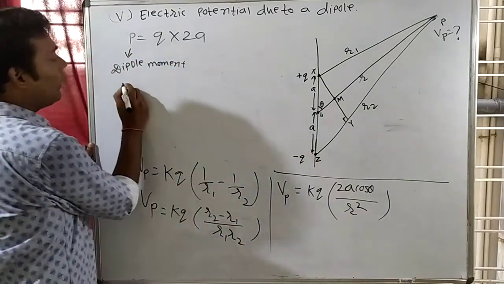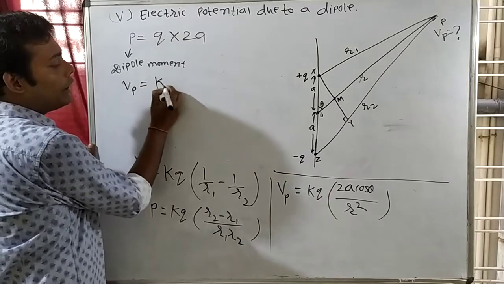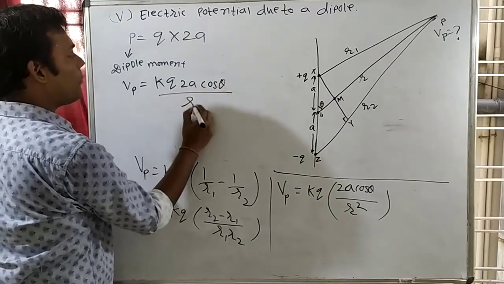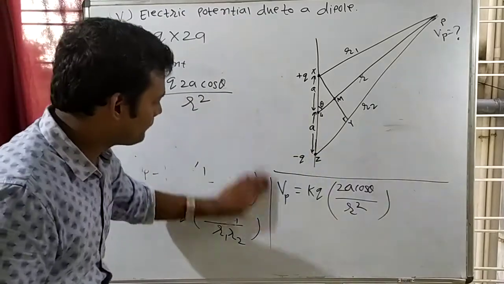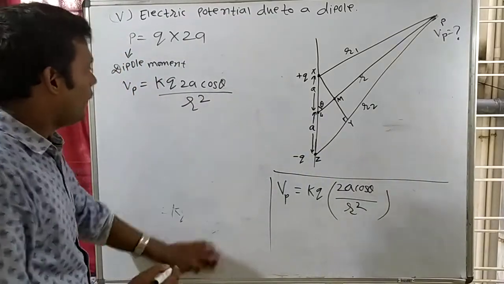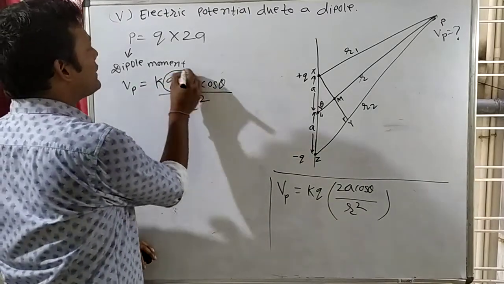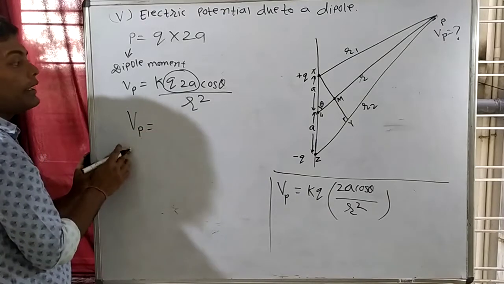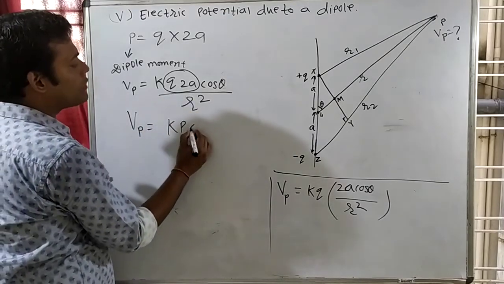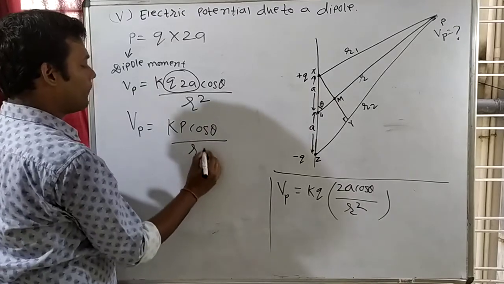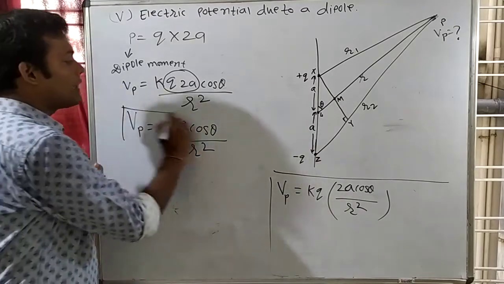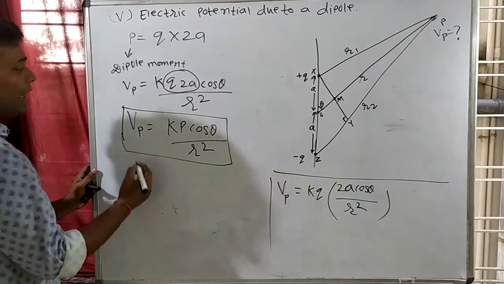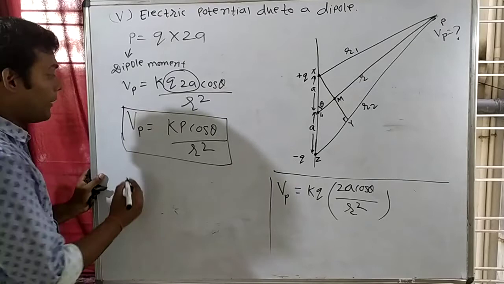So in this formula, what is the formula? Vp is equal to kq2a cos theta by r square. This is the formula. Can we write that q into 2a is known as p? So Vp, the potential at point P, is equal to kp cos theta by r square. So potential at any point P is equal to kp cos theta by r square. What is k? K is equal to 1 by 4 pi epsilon naught.